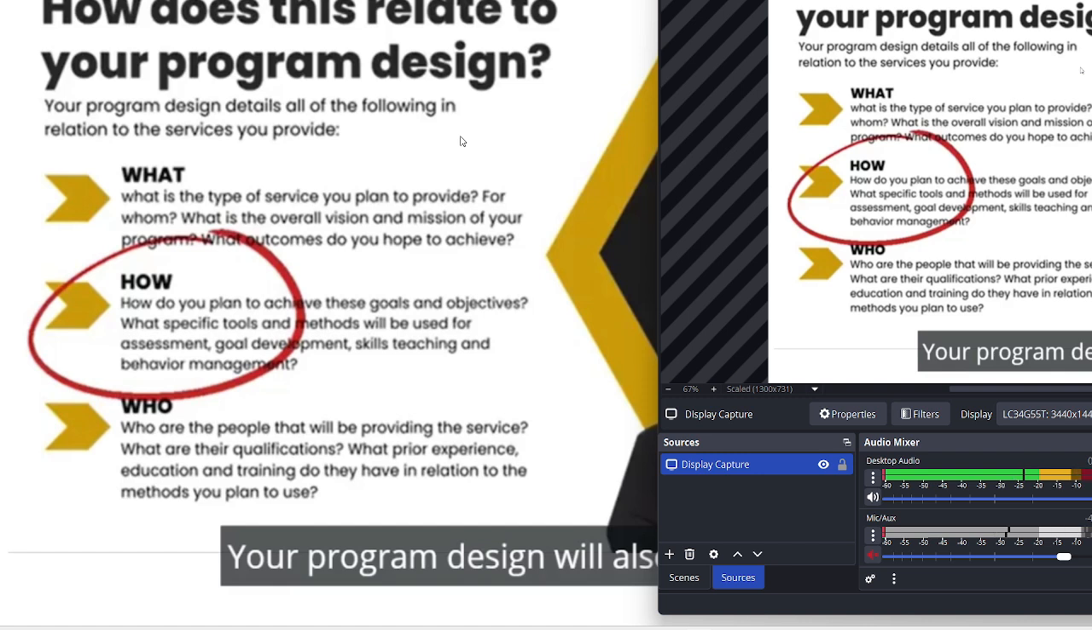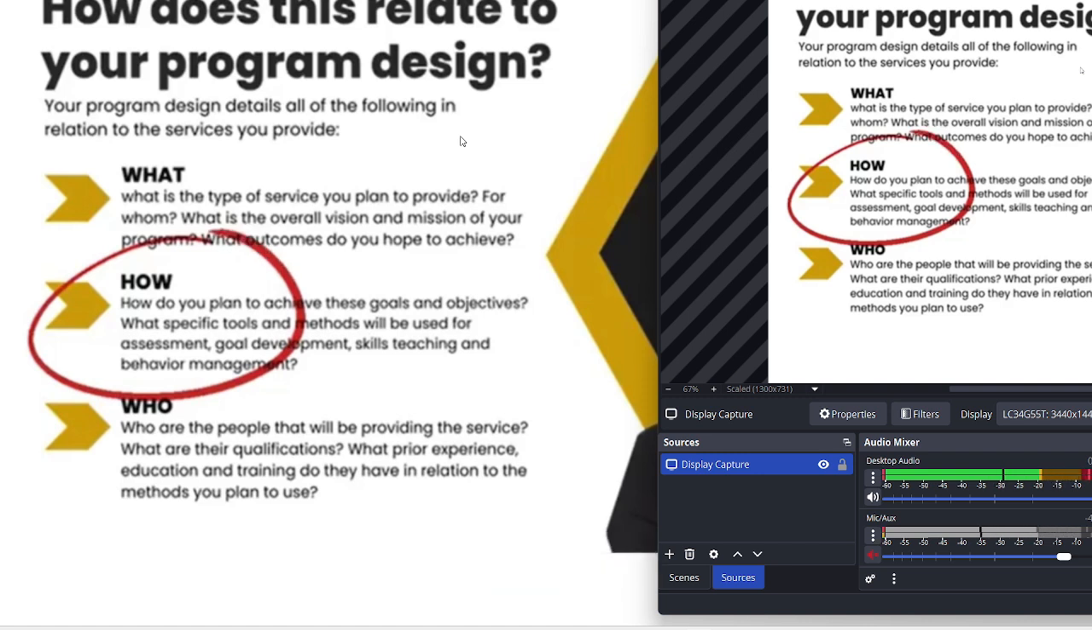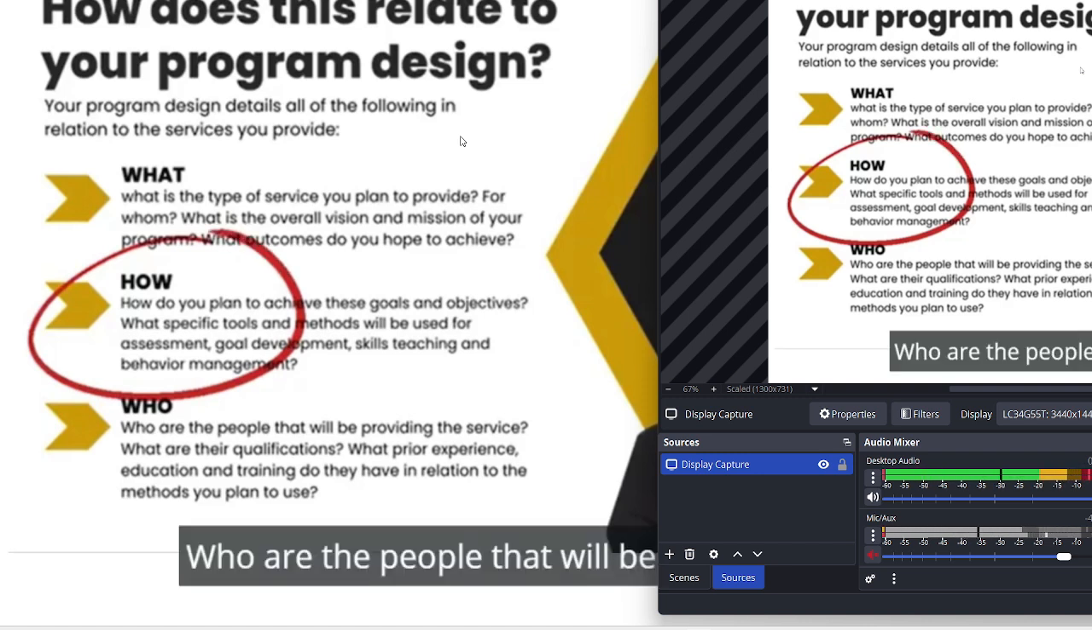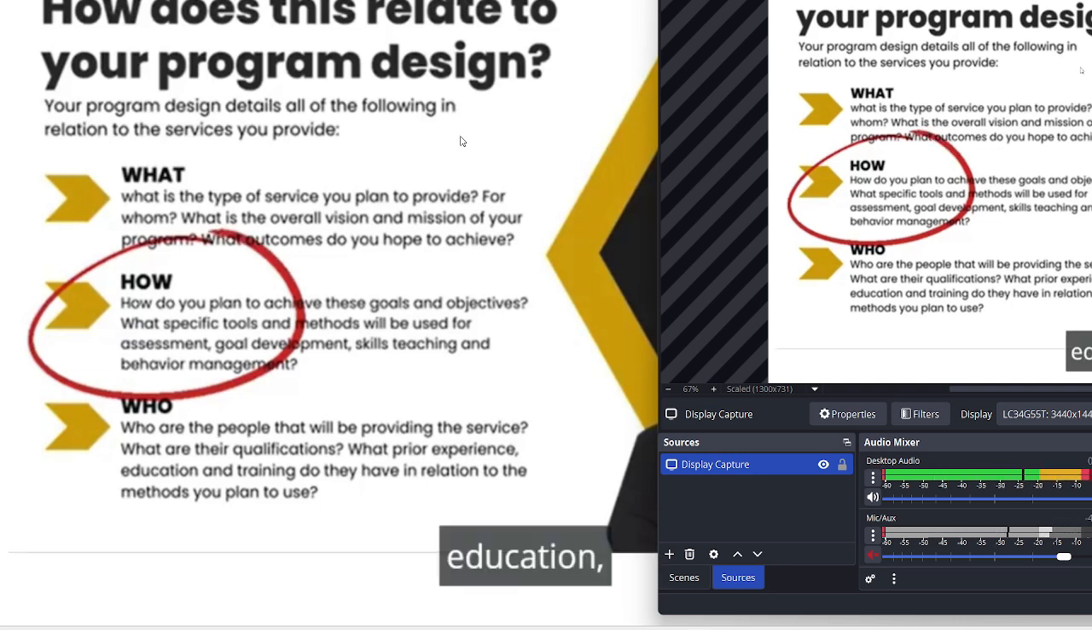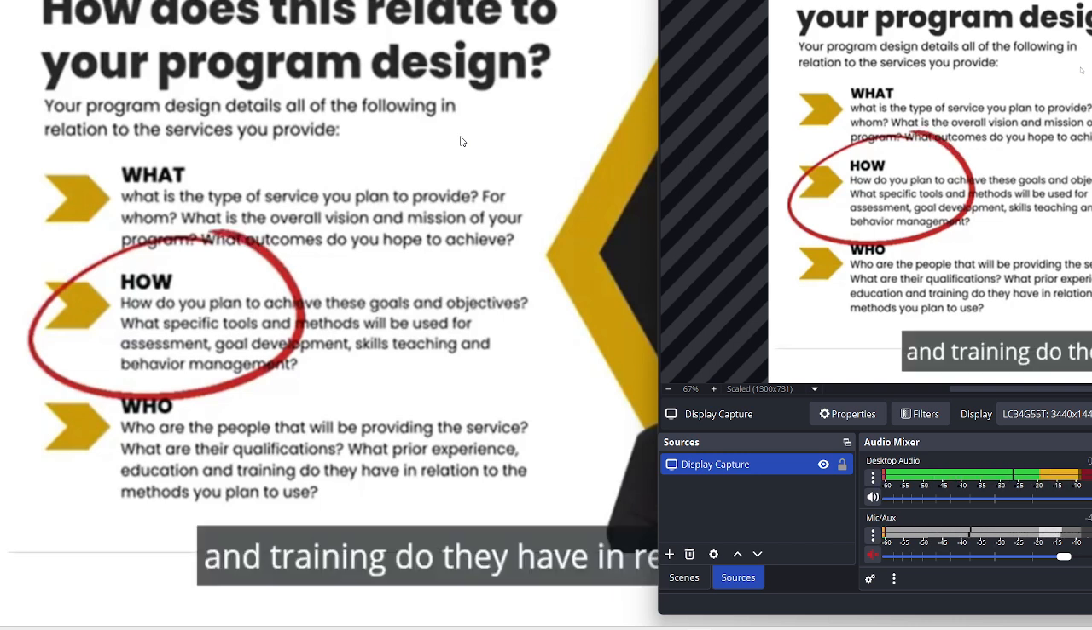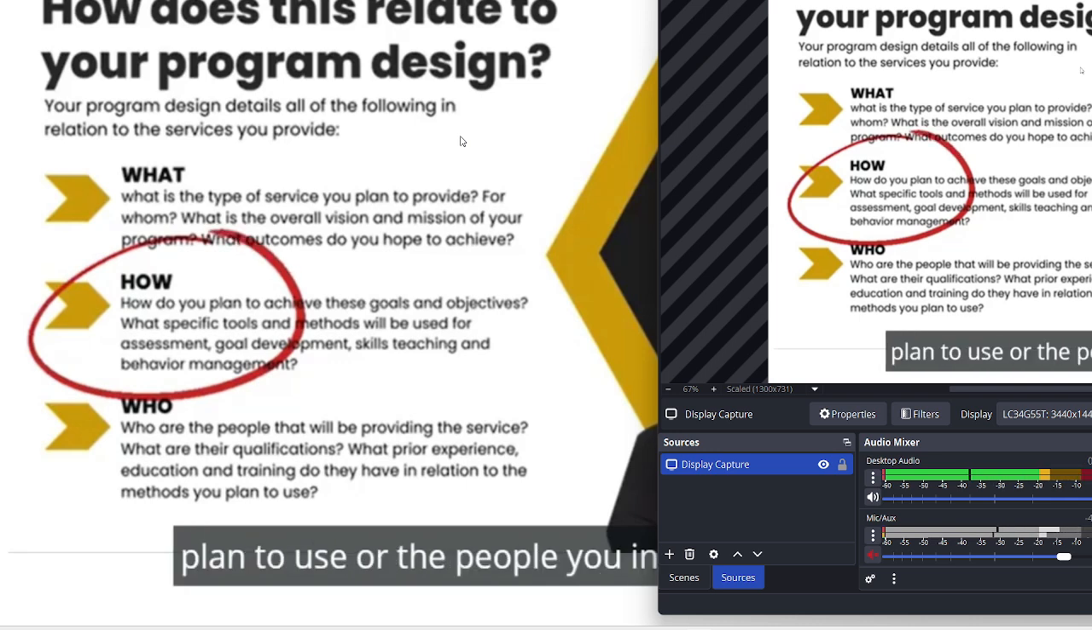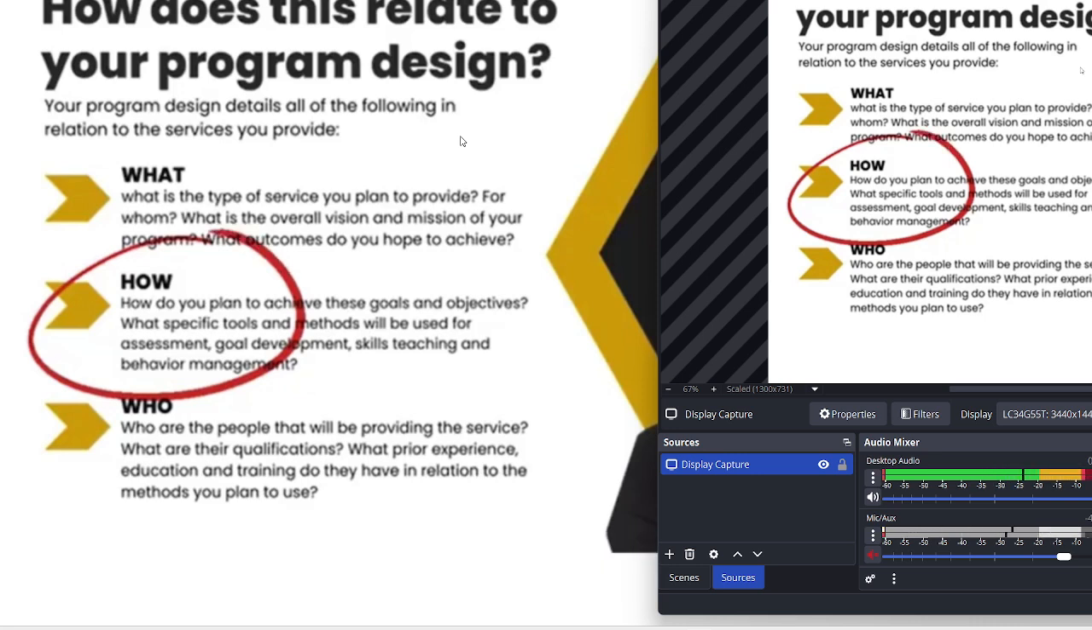Your program design will also detail the who. Who are the people that will be providing the services? What are their qualifications? What prior experience, education, and training do they have in relation to the methods that you plan to use or the people you intend to serve?